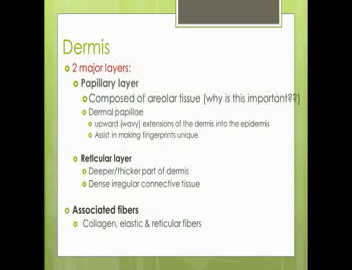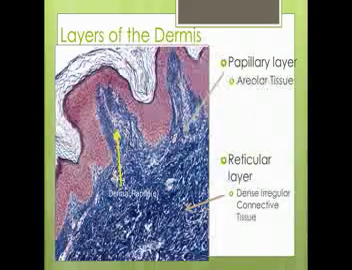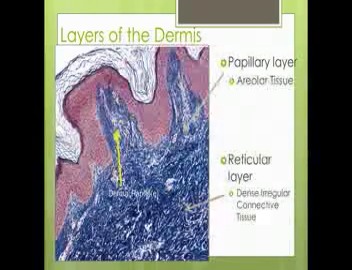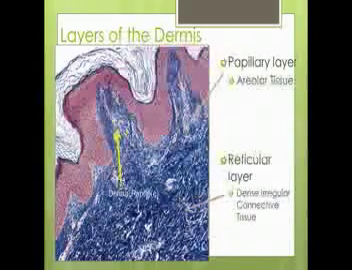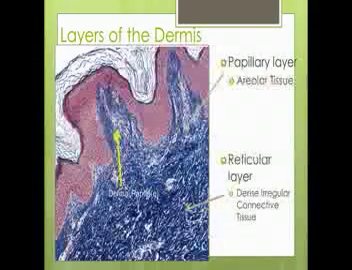The deeper of the dermal layers is known as the reticular layer. It's a deeper and much thicker part of the dermis, and it is really comprised of dense, irregular connective tissue. Now we have a variety of associated protein fibers that are found within the dermis, and that's the collagen, elastin, and reticulin.